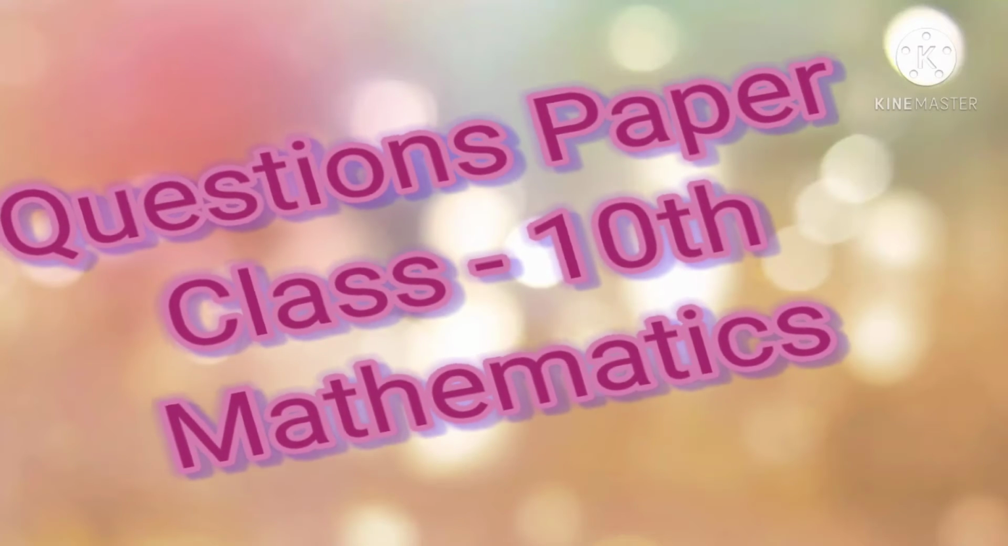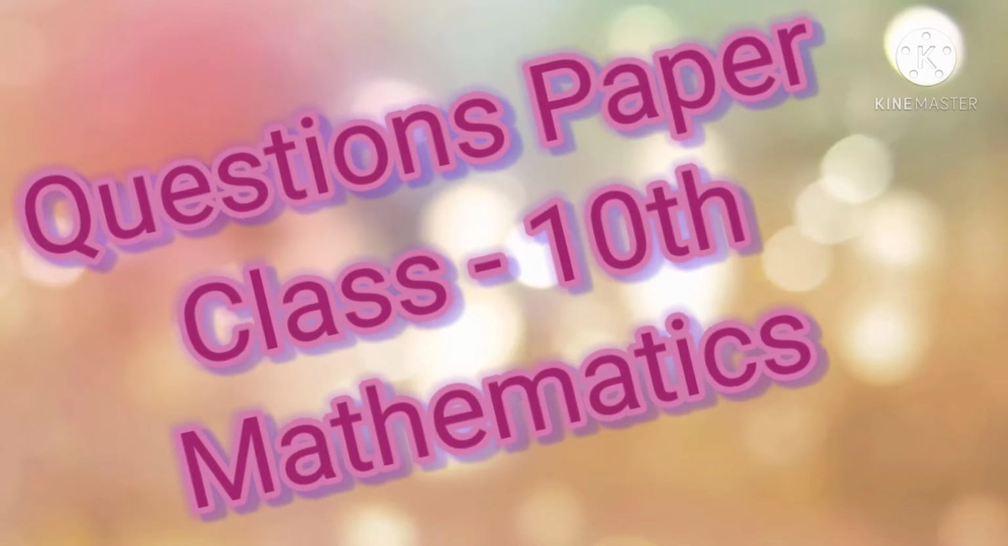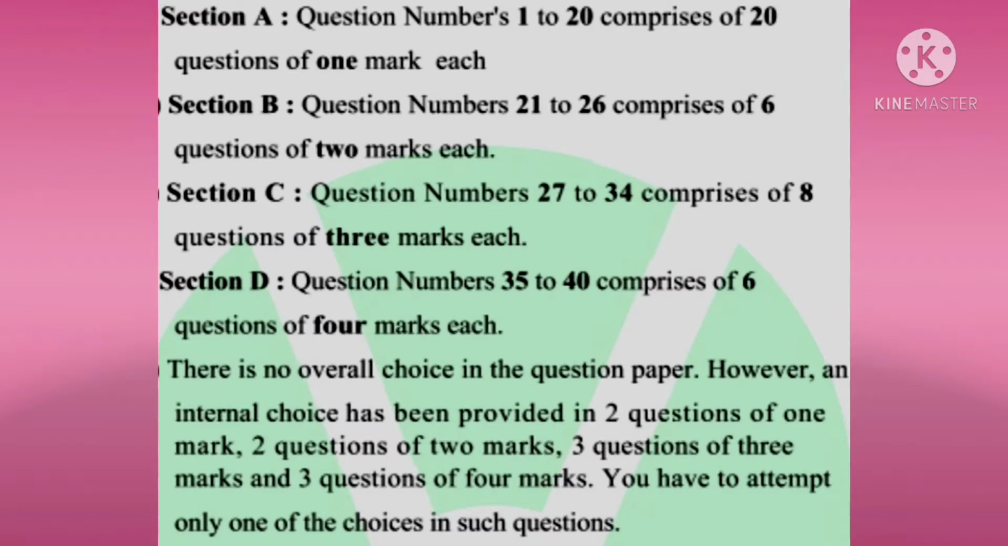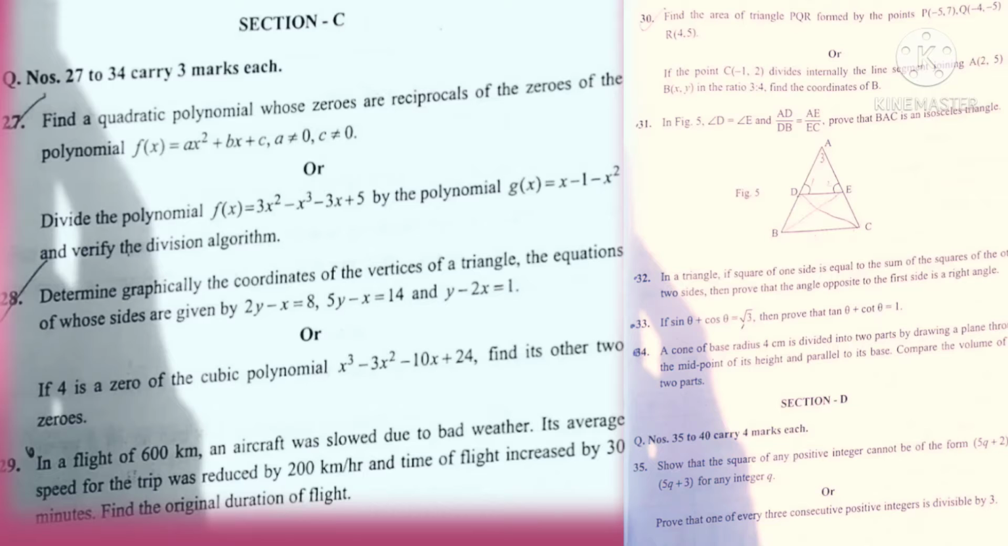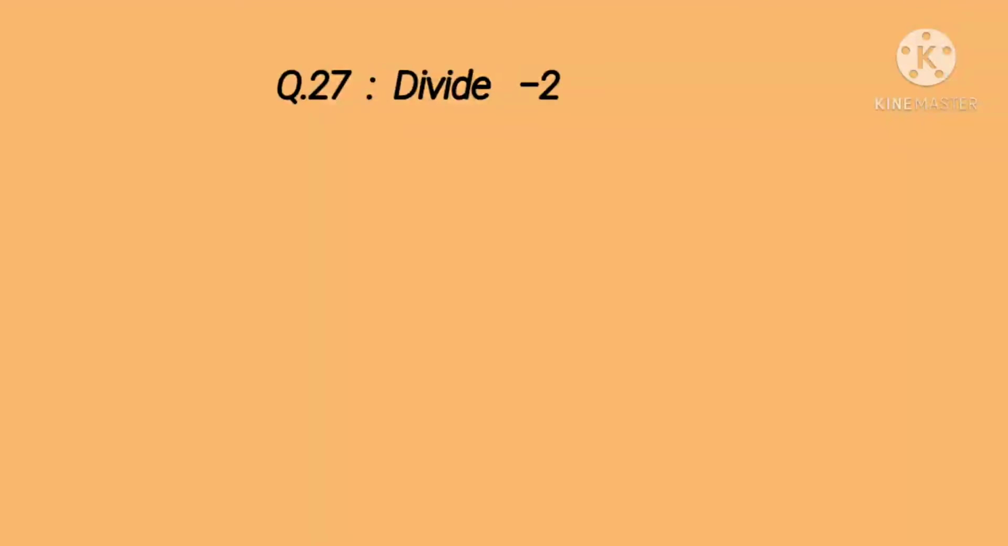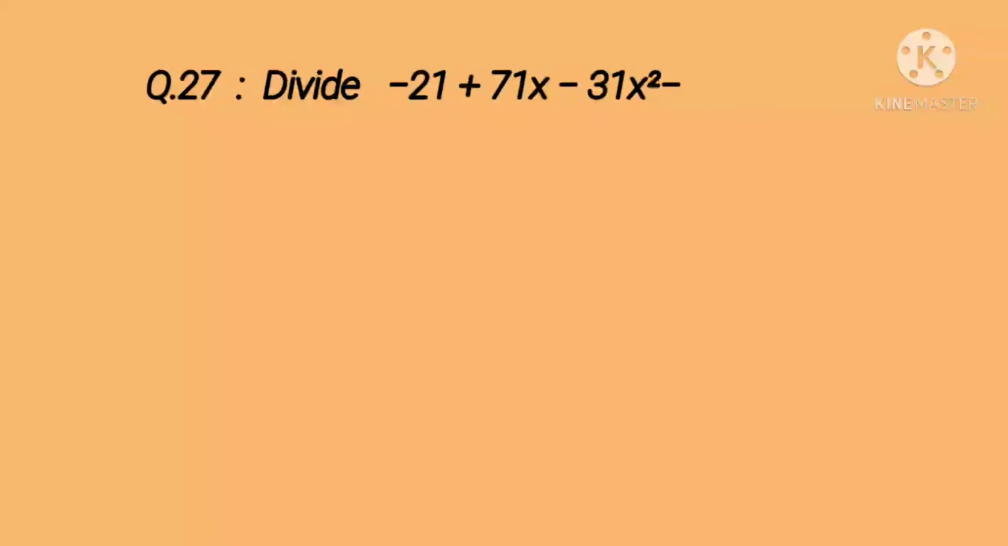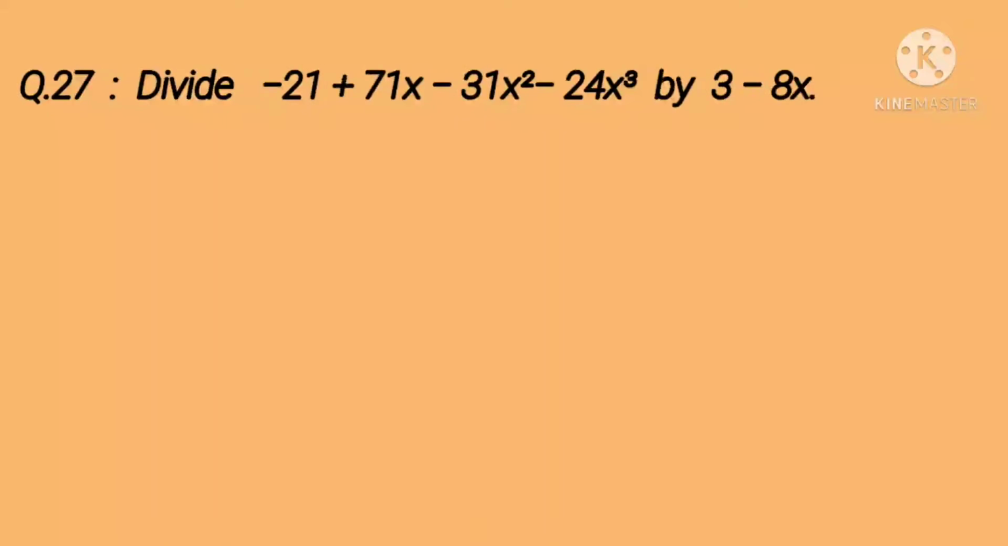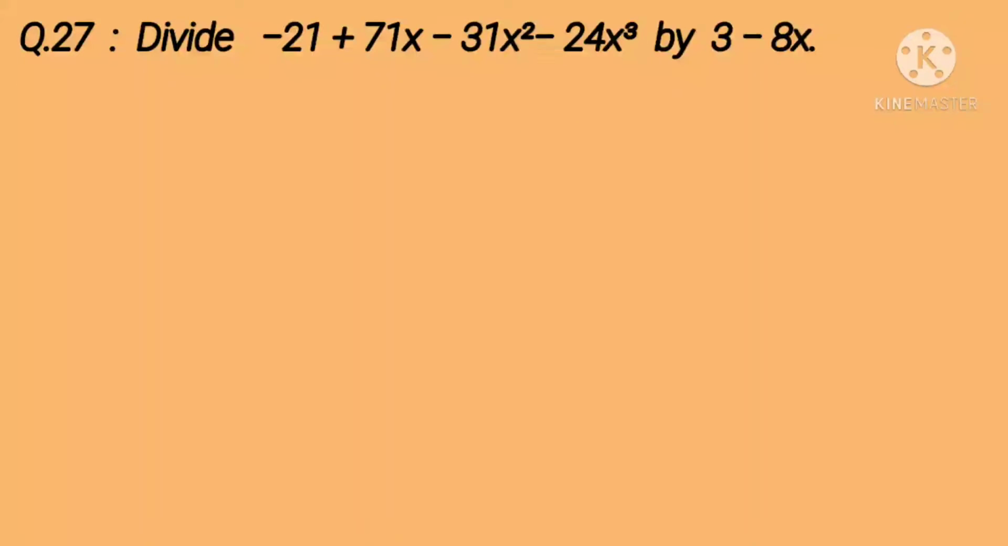So today we will do section C of the 10th class mathematics question paper. Each question of this section comprises of 3 marks. So let's start with its question number 27. Our question is, divide the given polynomial minus 20 plus 71x minus 31x square minus 24x cube by 3 minus 8x. So let's start doing this.